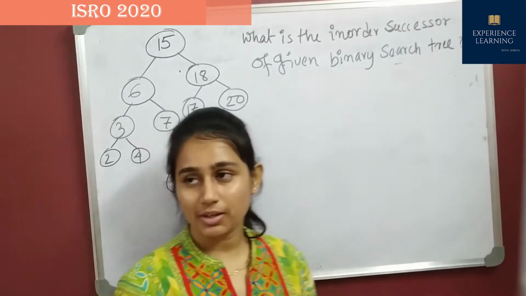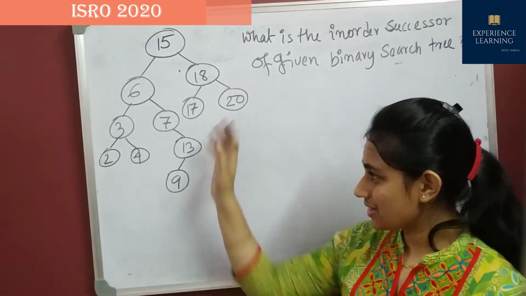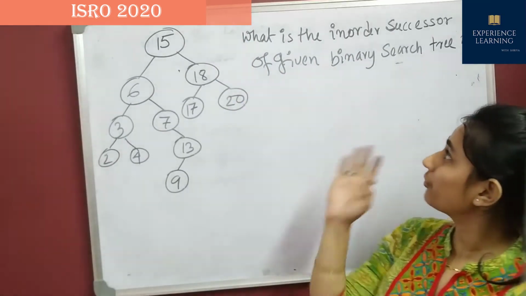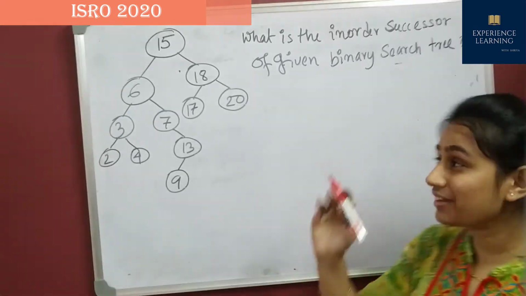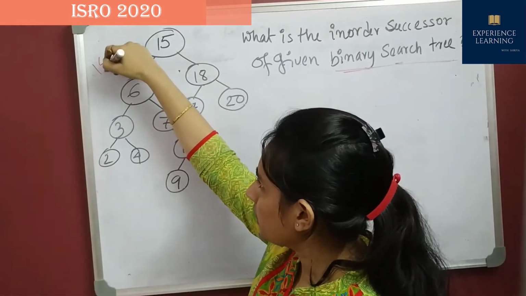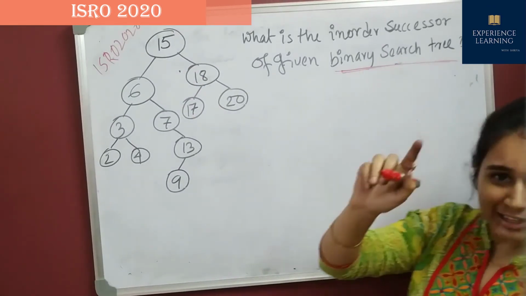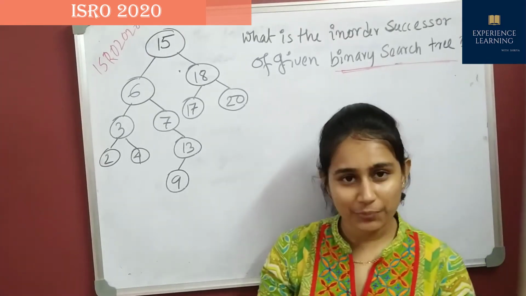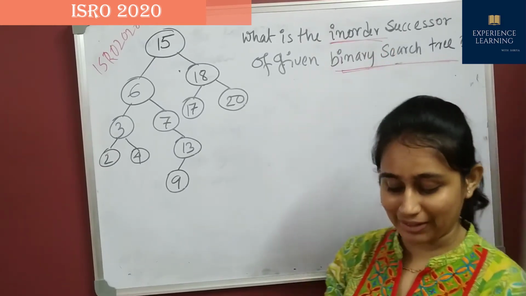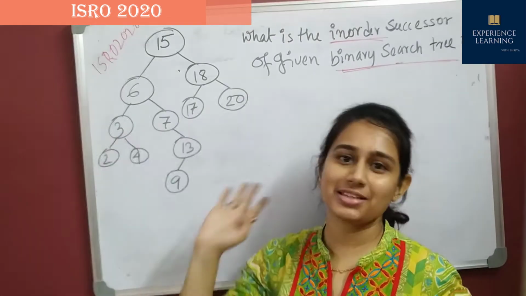Okay, next question. It's a very simple question because here it is given. First see the tree. Now see the question: what is the in-order successor in the given binary search tree? It is very easy to answer this question. The question is probably from ISRO 2020. It is directly given that it is a binary search tree. You know, in the case of a binary search tree, the in-order traversal will always be in ascending order.